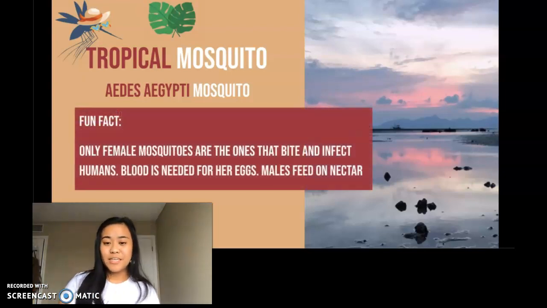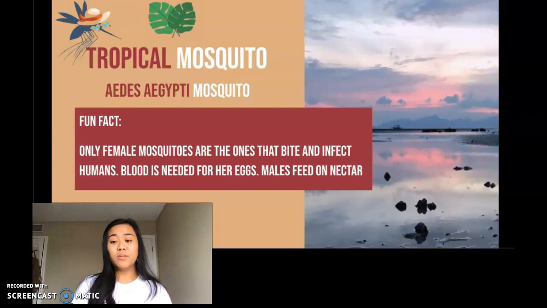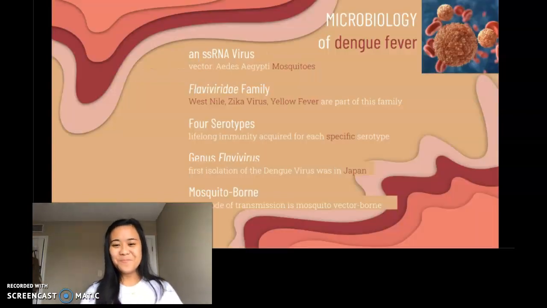A fun fact about mosquitoes: the mosquitoes that bite you are only female because they need blood for their eggs, and males just feed on nectar.